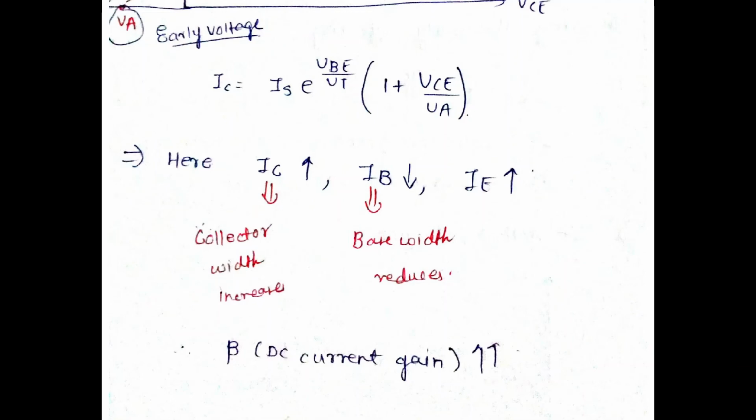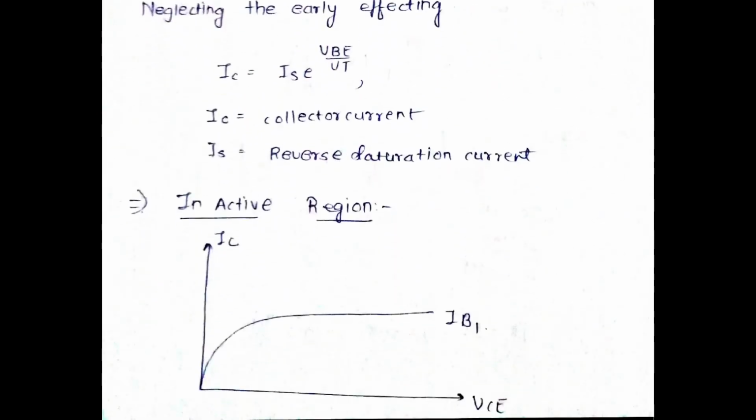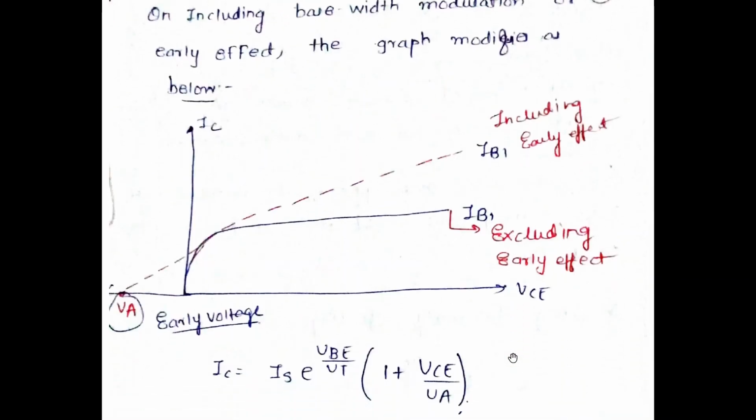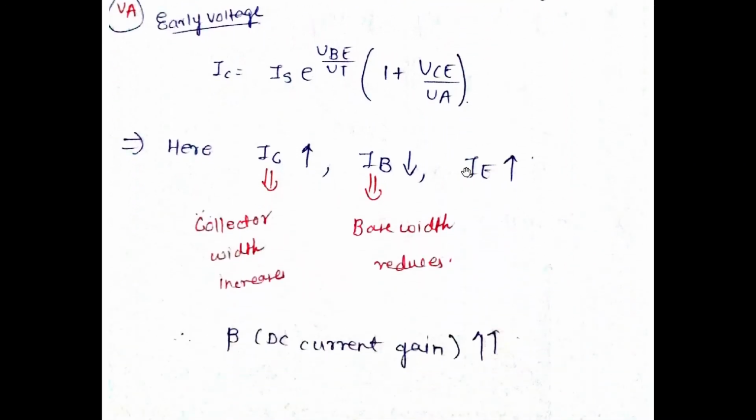I hope I am very clear with this. So simply, if I have to brief you about early effect, it indicates that the collector and the base is reverse biased. That means the collector width will increase, the base width will reduce. Since the base width is changing, it is called the base width modulation. So without the early effect, the IC is constant with respect to VCE. But with the early effect, the IC keeps on increasing with respect to VCE. I hope I am very clear with this.